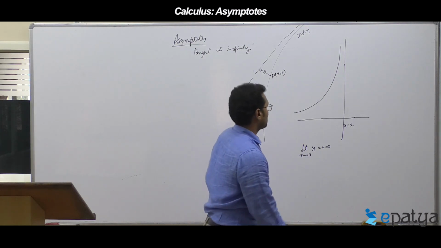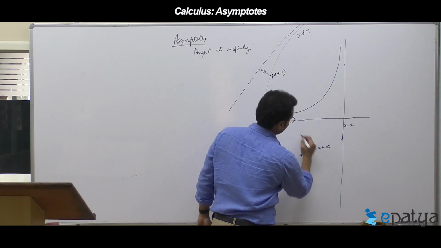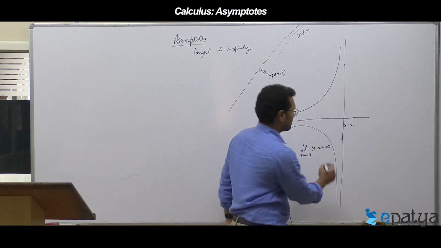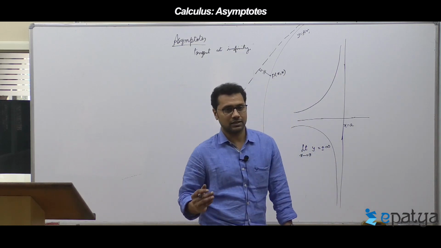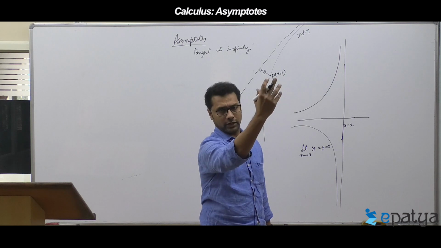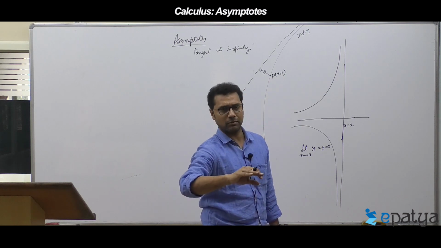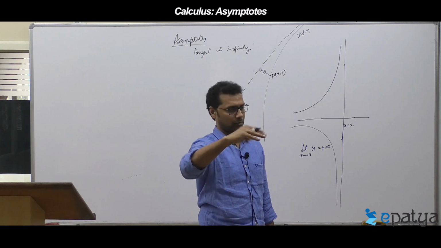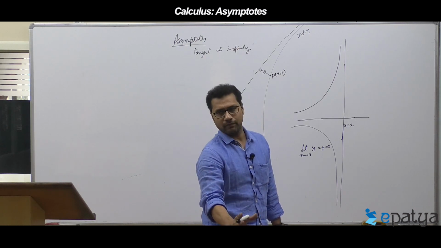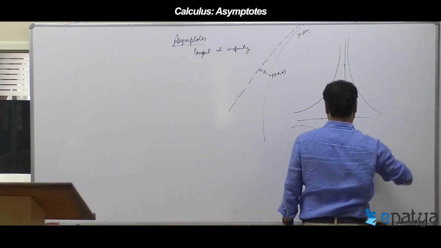Now suppose it goes to infinity this side, so this would have become minus infinity in that case. So as x tends to a, it might be y going to plus infinity or y going to minus infinity. Any one of the cases might be possible, or both cases might be possible, in which case we call x equal to a a vertical asymptote. Sometimes you can have something like this also.